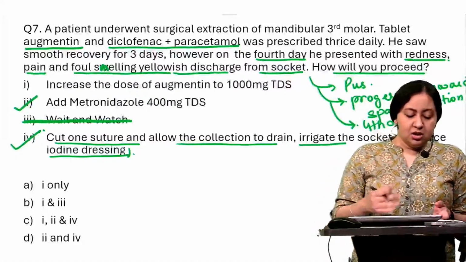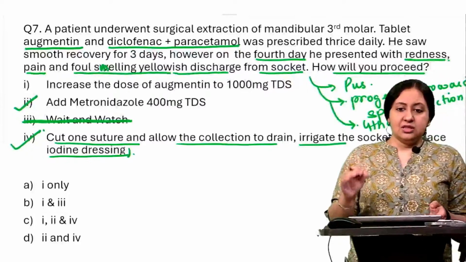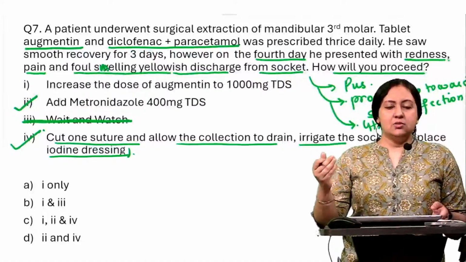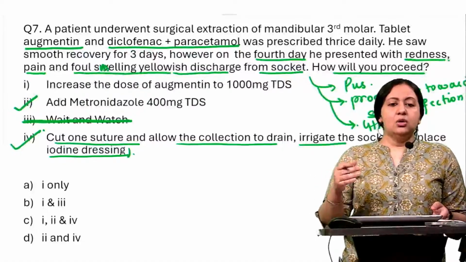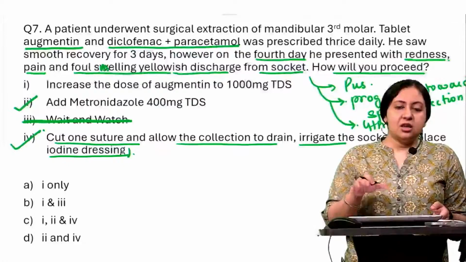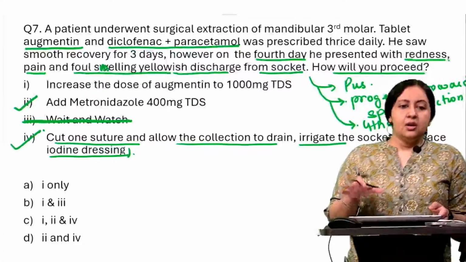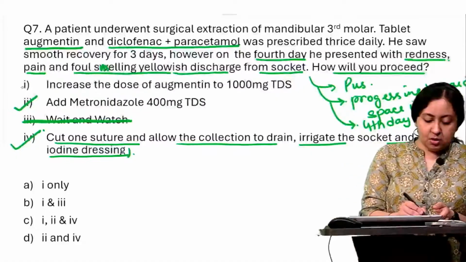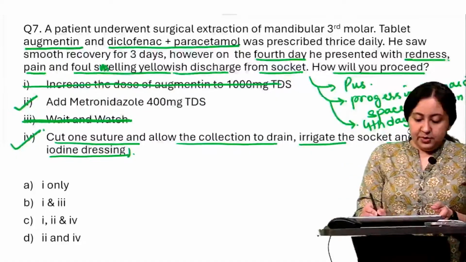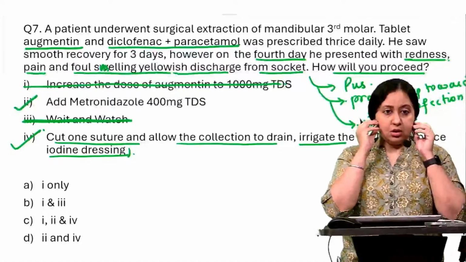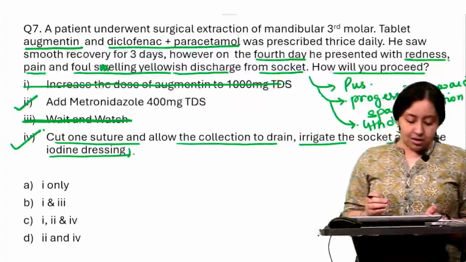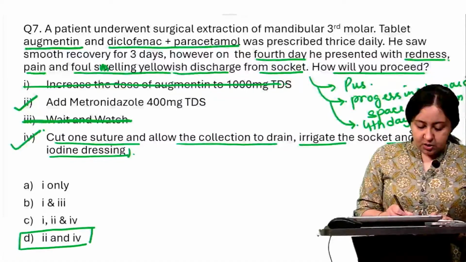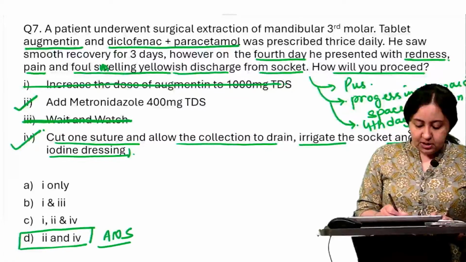The Augmentin dose can continue the same. Maybe the patient has been given 625 TDS or 1000 milligram TDS. Since they have not mentioned anything regarding the Augmentin dose, we can let the same dose continue. So the best options to pick from these four statements are option 2 and 4. So D is your answer. Okay, D is your answer.